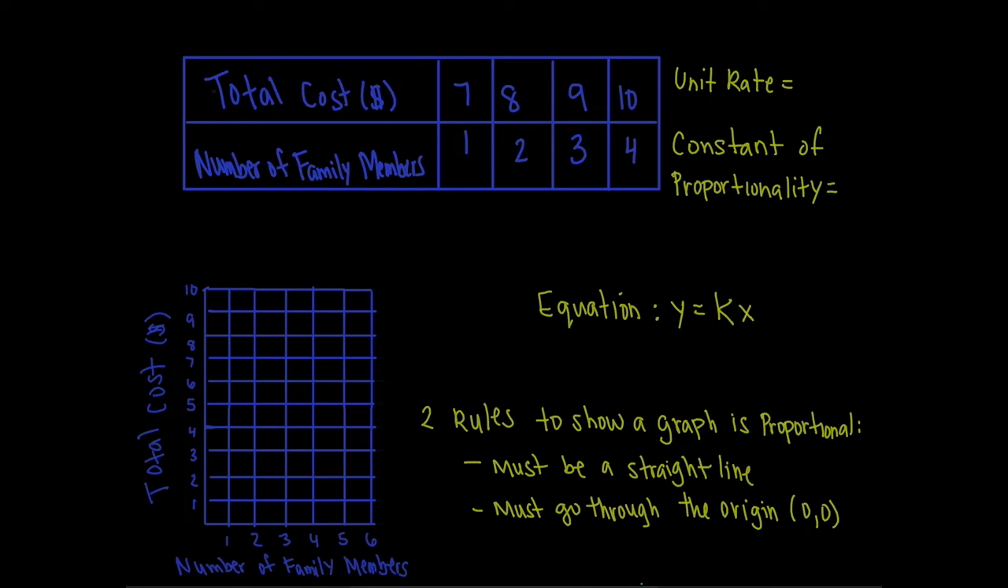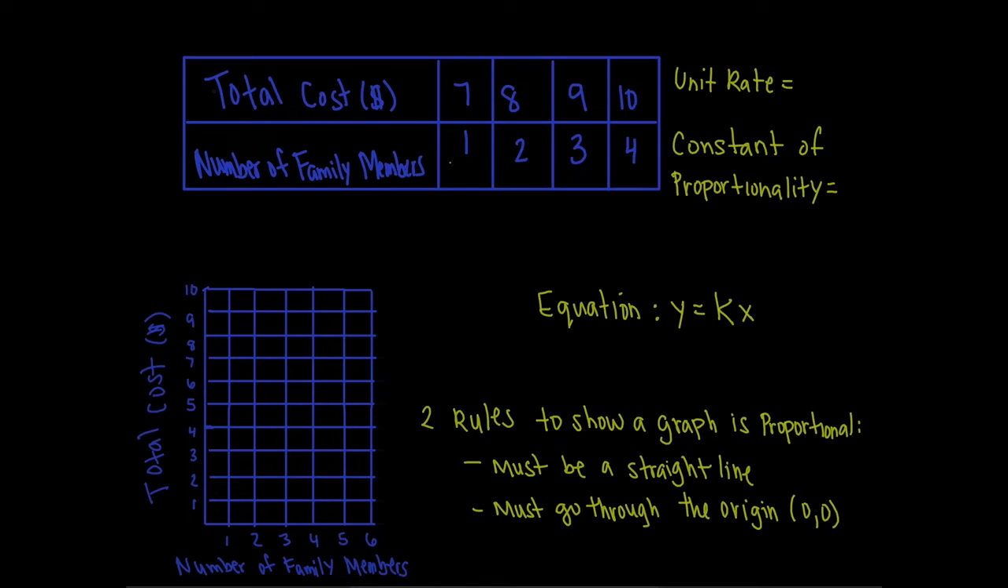Alright, so in this problem we have how much it would cost for each family member to join a basketball team. So what we have here is for one person to join the team, it would be $7. For 2 people to join the team, it would cost $8. For 3 people to join, $9. And 4 people to join, it would cost $10.